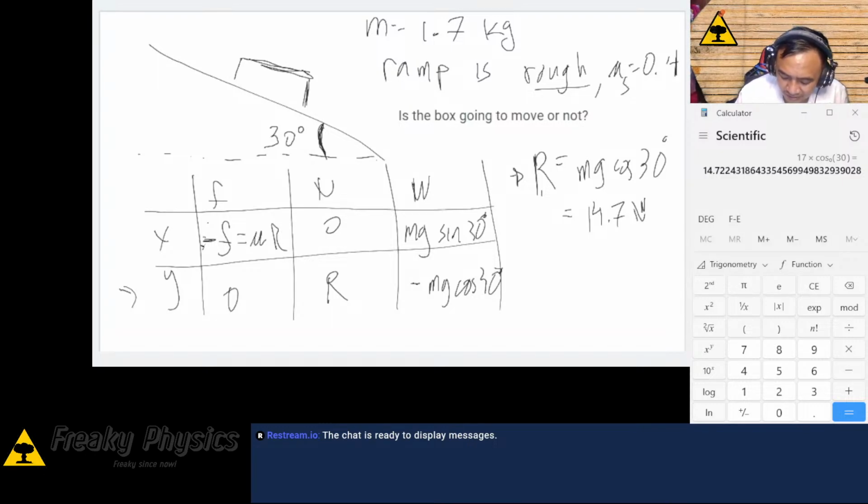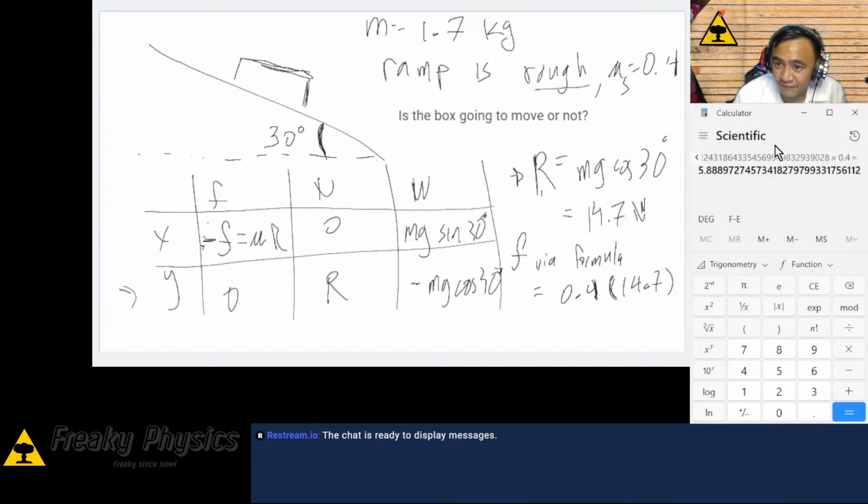I would approach it like this. What is F via formula? That will be equal to 0.4 times 14.7, right? So if we multiply this 14.7 by 0.4, we get 5.89. So you got this bit, I think, right?